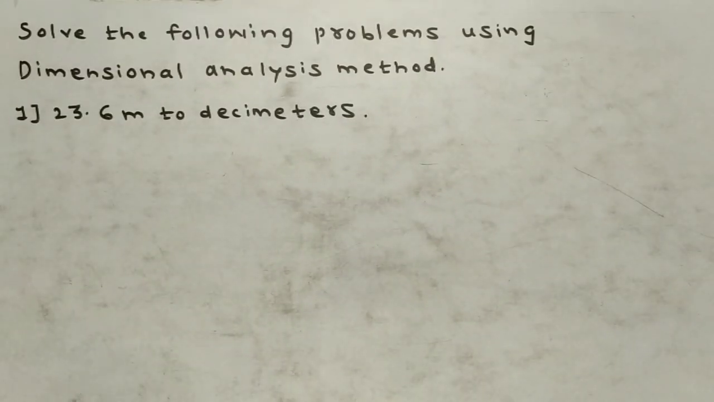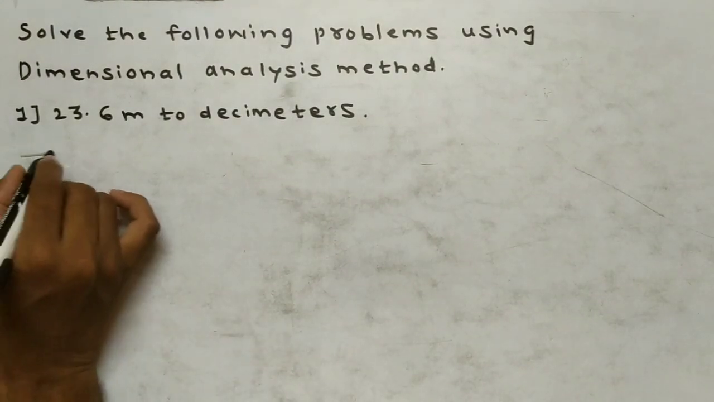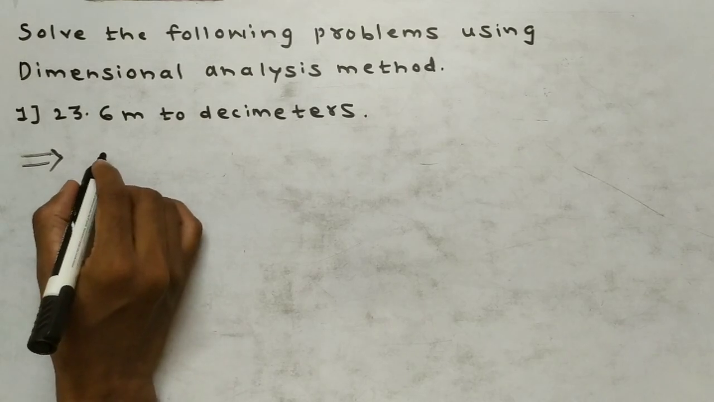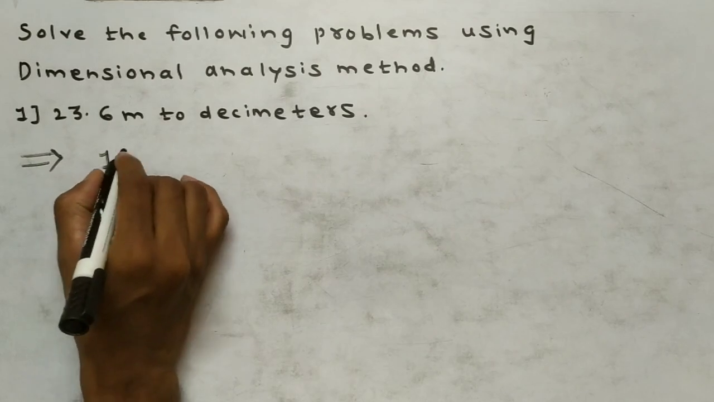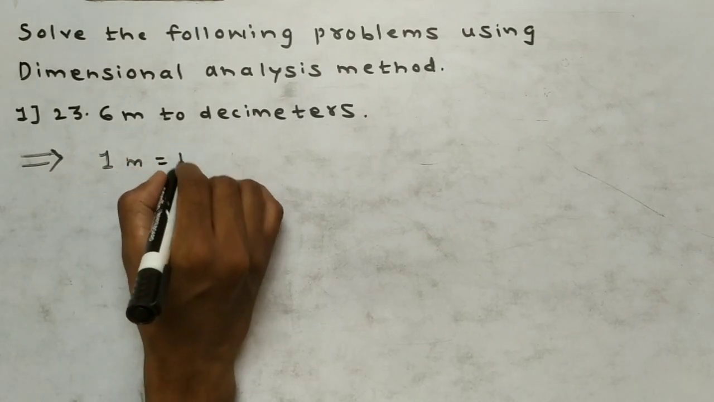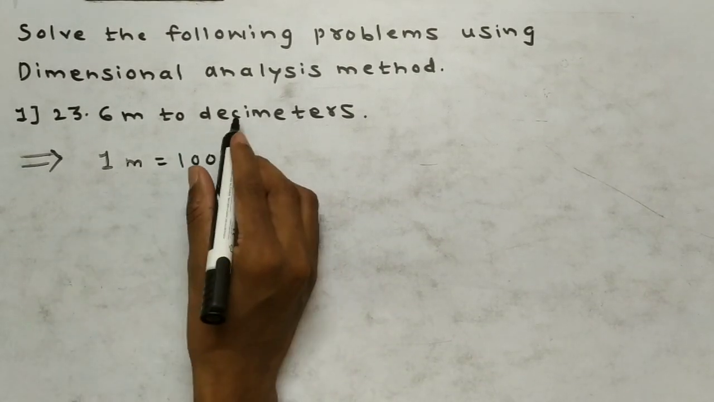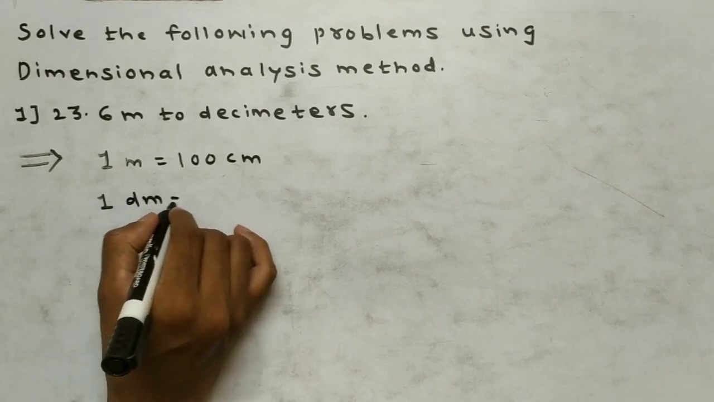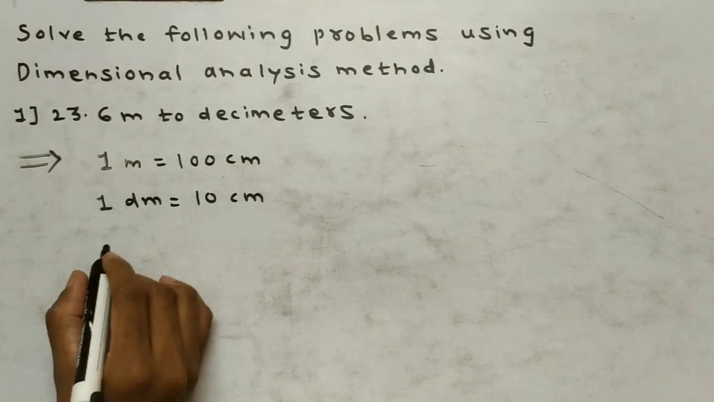So this is the first problem, 23.6 meters to decimeters. Firstly we'll write down the conversion factors that we need to convert 23.6 meters to decimeters. So we know that we have to convert meters, right? So 1 meter is equal to 100 centimeters, we know, and we want the relation between decimeter and centimeter. So 1 decimeter equals 10 centimeters. Now we'll start our problem.